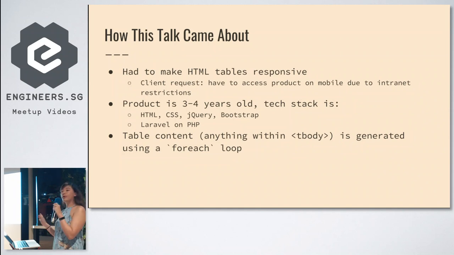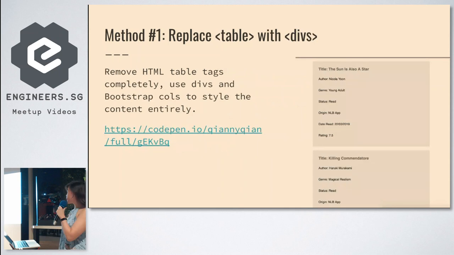So a little bit more about our tech stack: our product is about 3 or 4 years old, and we are built on HTML, CSS, jQuery, and Bootstrap. Bootstrap still works, guys, so you don't need to fix what's not broken. And the backend is Laravel and PHP. The content in our tables, especially on the admin dashboard, is generated using a foreach loop from our database.